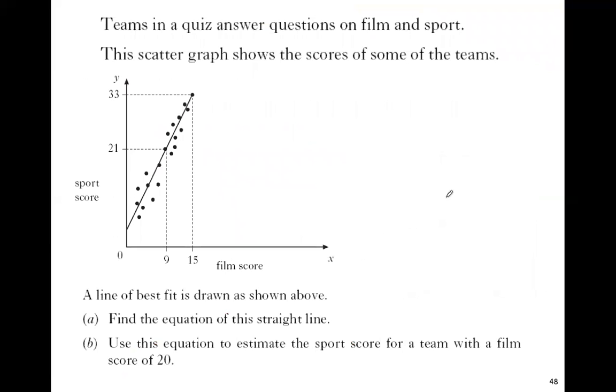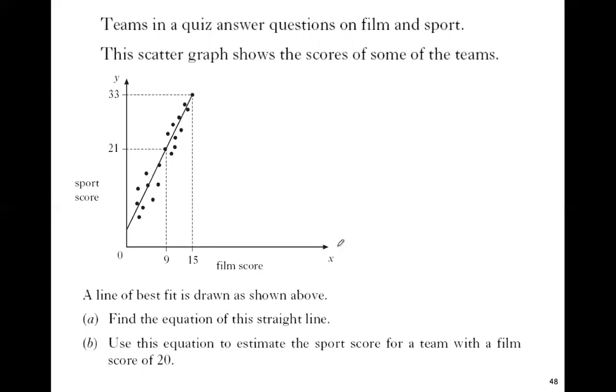Now let's have a look into some other questions that are past paper questions. Again, the best fit line is given to us. That's usually what happens. They'll give you the line rather than letting you pick the line. Teams in a quiz answer questions on films and sport. This scatter graph shows the scores of some of the teams. A line of best fit is drawn as shown above. Film score, sports score. Find the equation of this straight line. Use this equation to estimate the sports score for a team with a film score of 20.